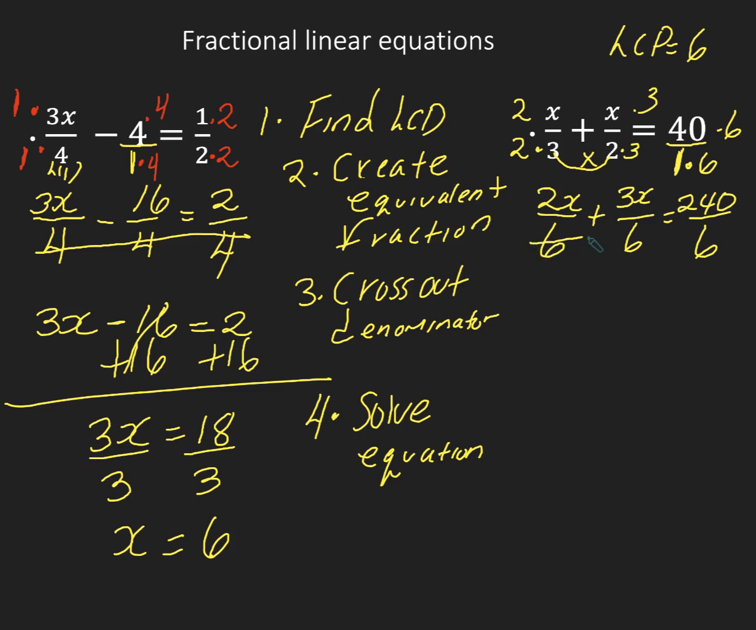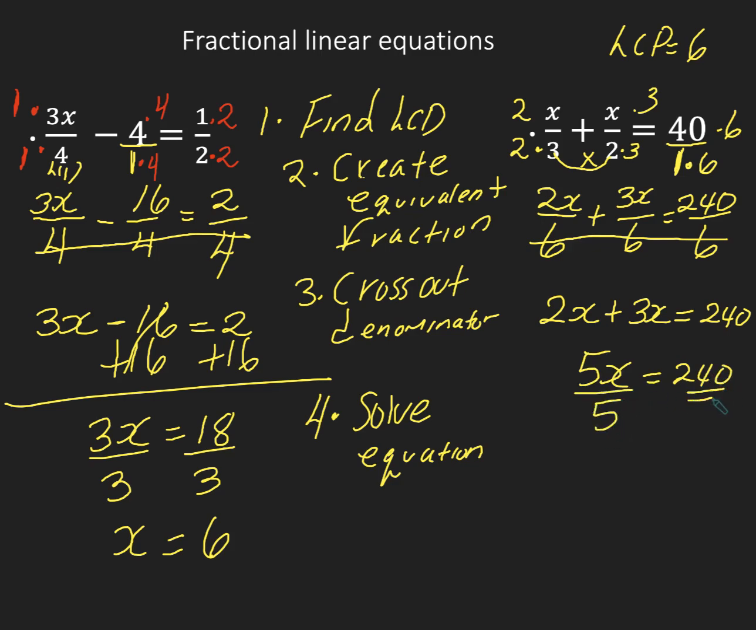And again, the denominators are all alike, so I'm going to cross them out, leaving me with 2x plus 3x equals 240. Now notice on the left hand side I have two values which are both x's, so I can combine. That would be 5x equals 240. And solving for x, I'm going to divide both sides by 5. So x has a value of 48.